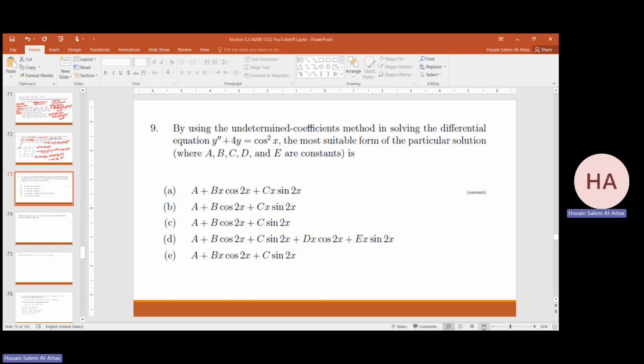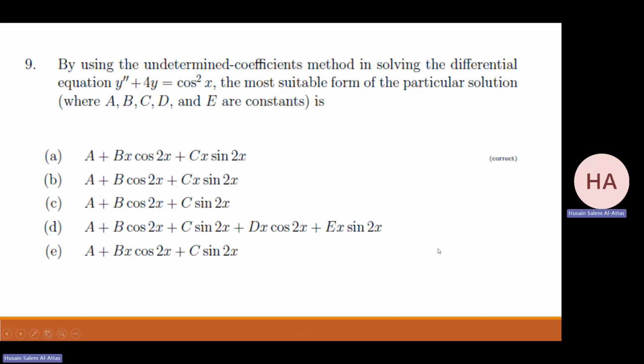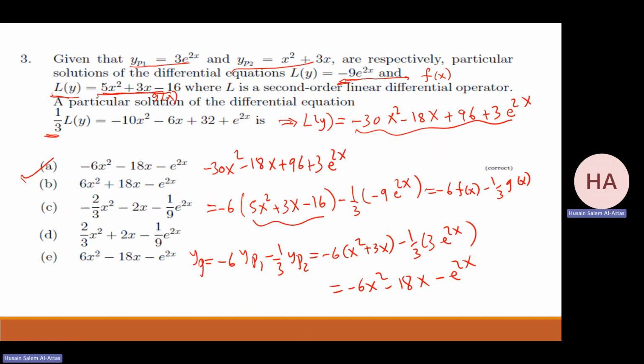Okay. Bismillah ar-Rahman ar-Rahim. We'll finish this question. We'll continue doing all the exam questions.